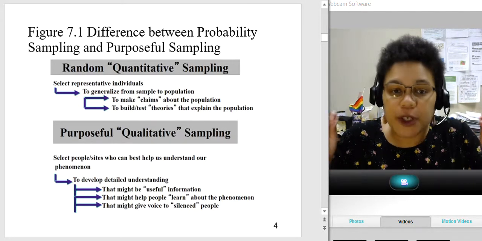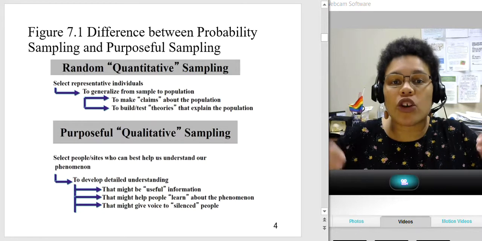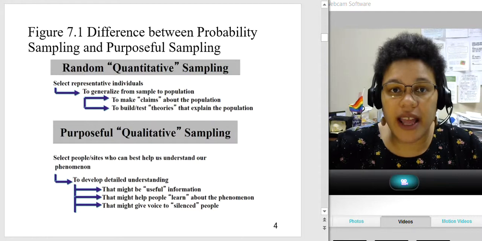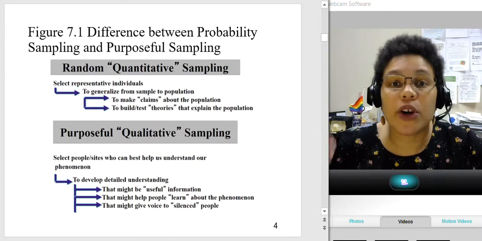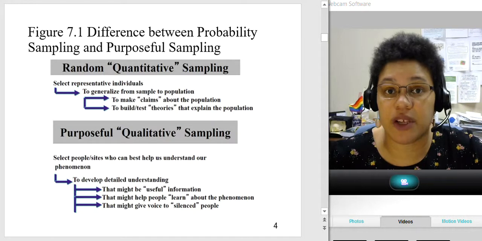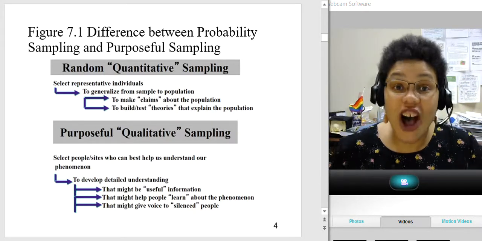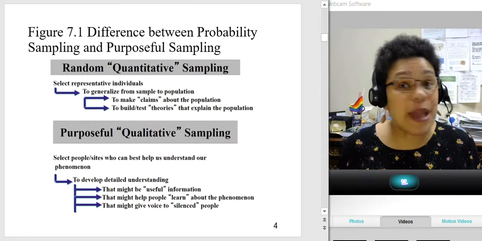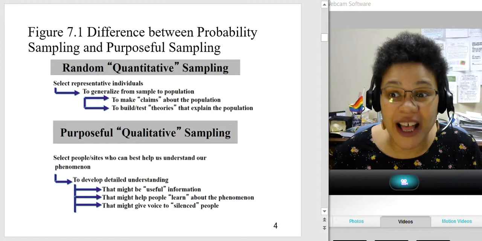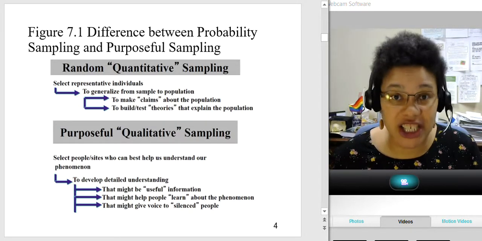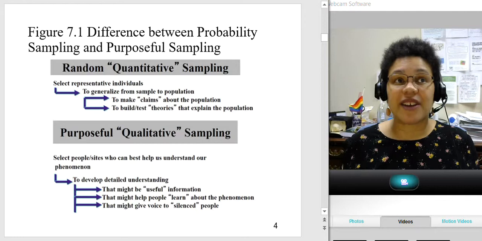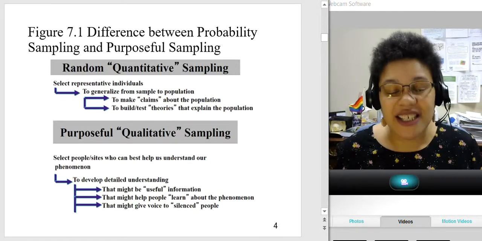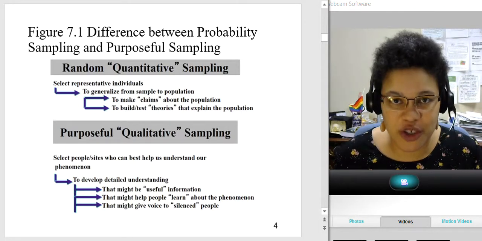Okay? We're doing purposeful sampling in order to best understand our phenomenon. In both cases, we want to answer our research questions, but the way we're going about it is very different from a sampling perspective. We want to talk to the people who are going to help us understand our phenomenon. These people may not be representative of some larger population, but they may have experiences, expertise, perspectives that we need to hear about in order to answer our research questions.